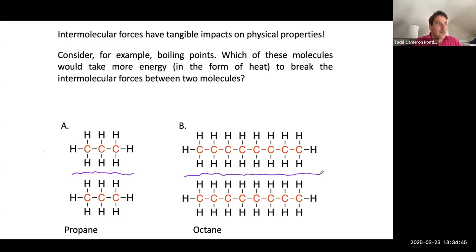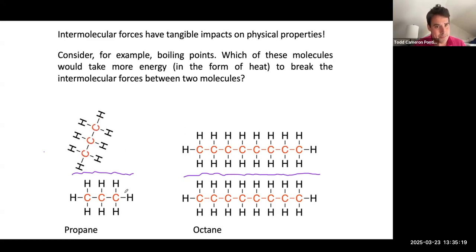And when you think about things like melting point and boiling point and how surface area relates, you can think about Velcro. If you have a Velcro ball, for example, and you put it on a strip, it's pretty easy to pry off that Velcro ball. But if you have two Velcro strips with greater surface area and you put them together, it's going to take more energy to pull them apart. With that in mind, which of these two molecules do you think would take more energy in the form of heat to break apart the intermolecular forces?